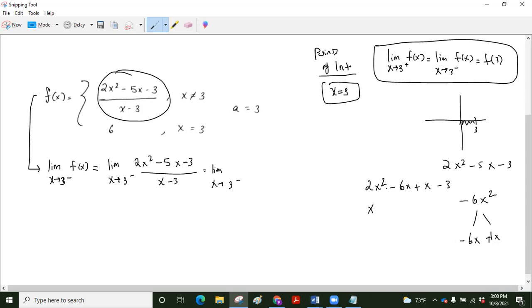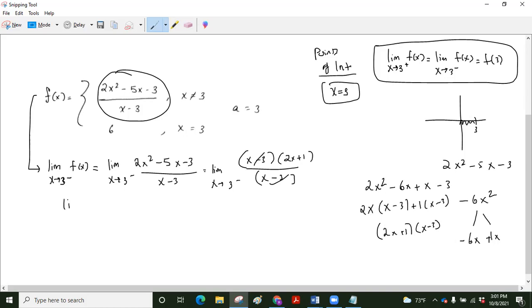So if I factor this out by grouping, I can say that this is 2x(x minus 3) plus 1(x minus 3). So my answer is (2x plus 1)(x minus 3). So I can say that this is (x minus 3)(2x plus 1) over (x minus 3). These cancel out. So the limit as x approaches 3 from the left of 2x plus 1 is what I'm looking at. Now I can substitute.